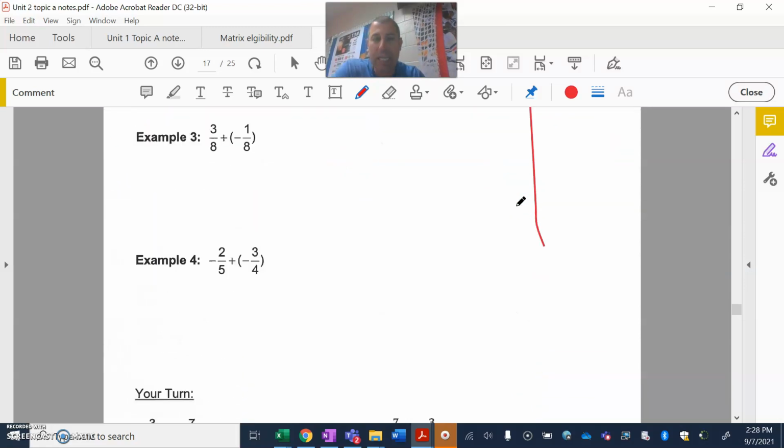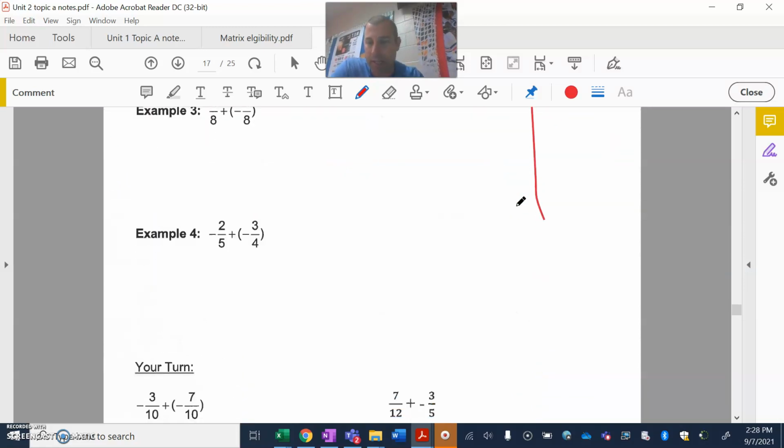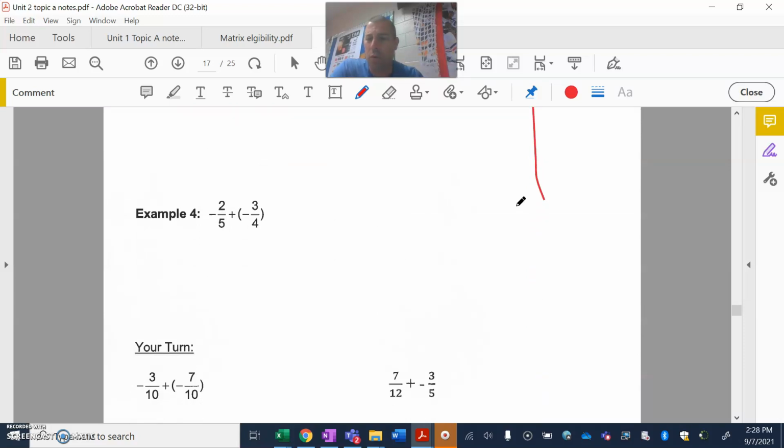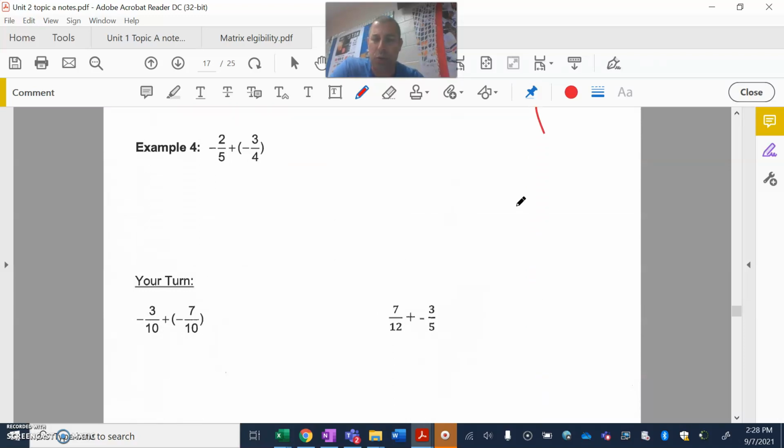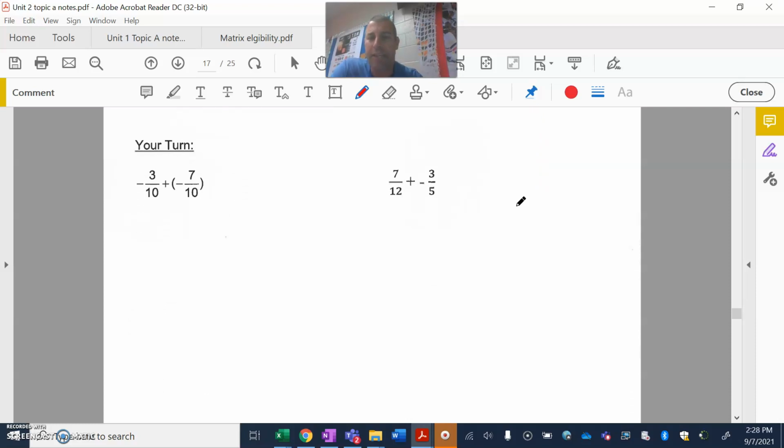Let's go down a little bit more here. Let's play with some fractions. Let's go to where it says your turn. I see a negative 3/10 and a negative 7/10. They're both negative, so they're the same sign. So I'm going to add and keep the sign. 3 plus 7 is a 10. 10/10, keep the sign, it's negative. Let's simplify it. 10/10 is 1 whole, so it is a negative 1. Same signs, we are adding.